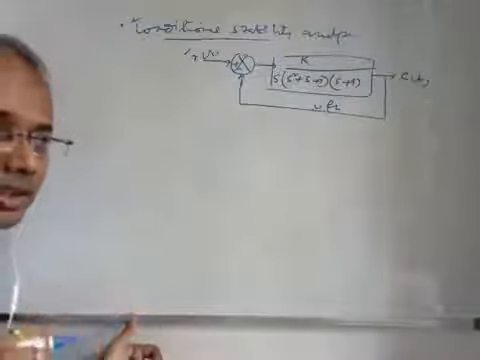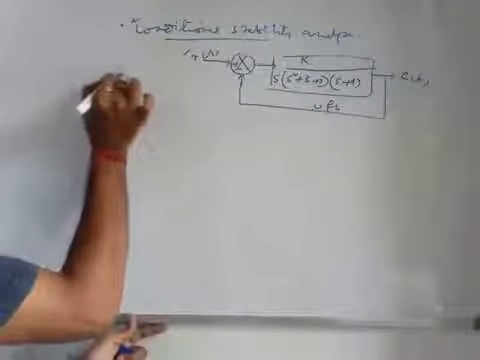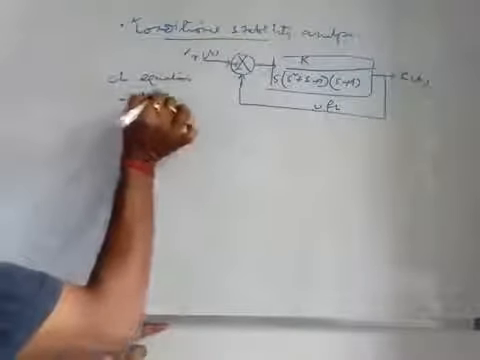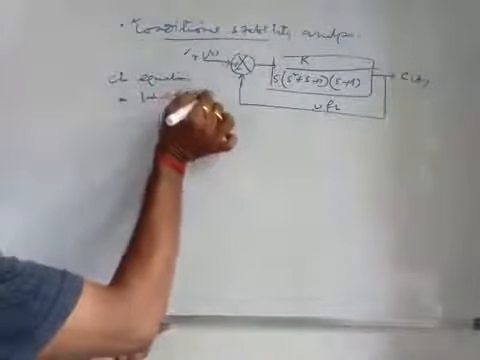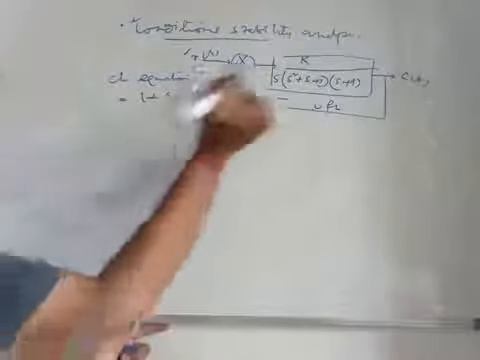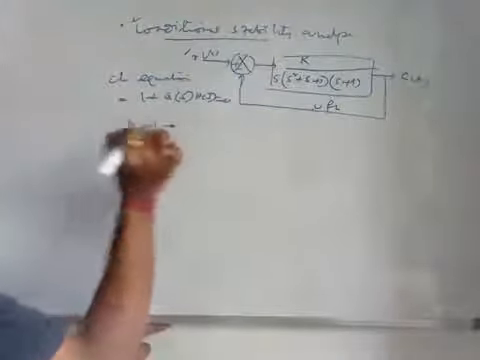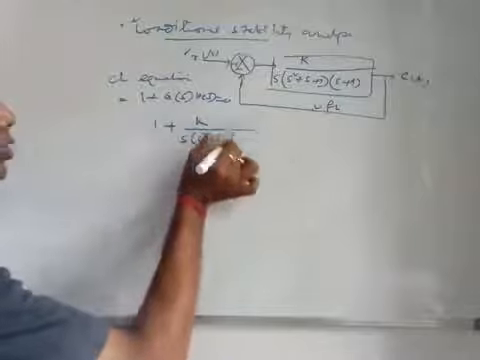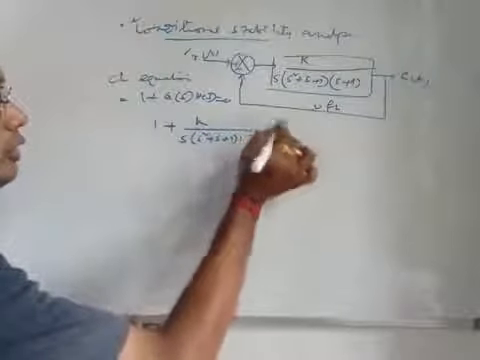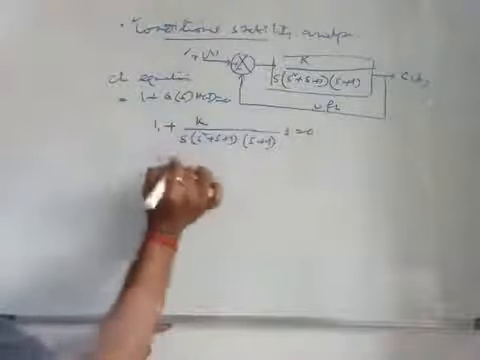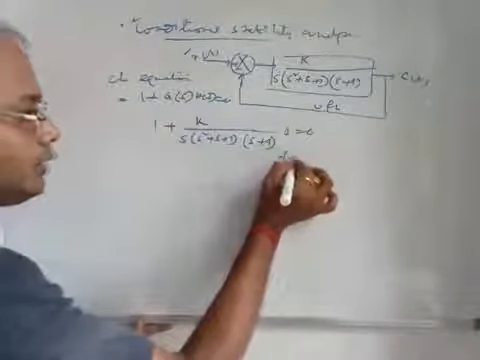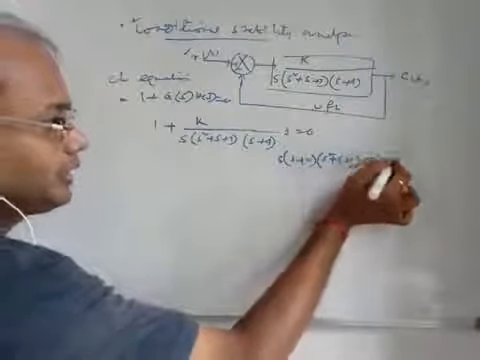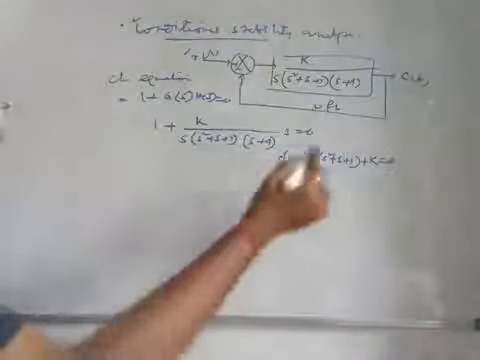Routh array means we have to consider the characteristic equation. So you have to form the characteristic equation, that is 1 plus G(s)H(s) equal to 0. This is your characteristic equation. From here you get 1 plus K by s(s squared plus s plus 1)(s plus 4) equal to 0. That means this will give you s(s plus 4)(s squared plus s plus 1) plus K equal to 0. So this is your characteristic equation.